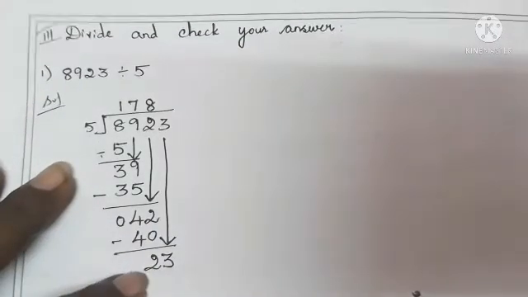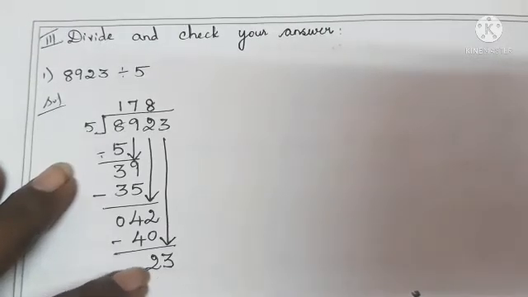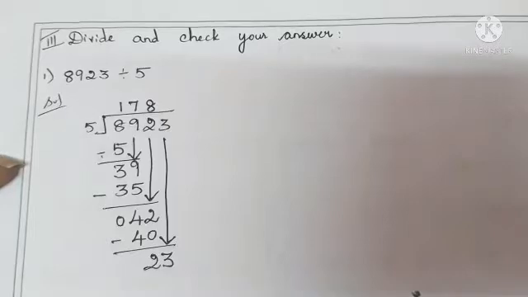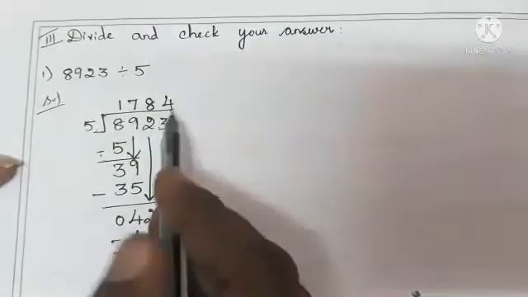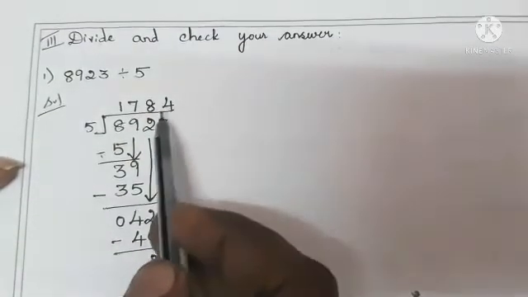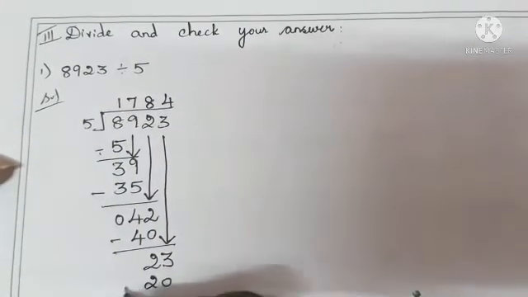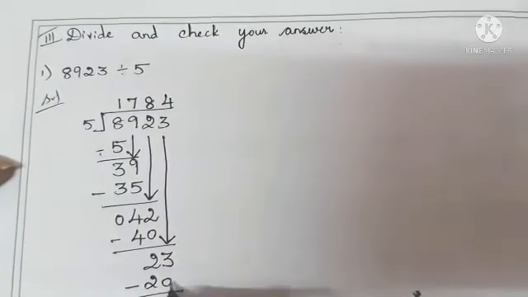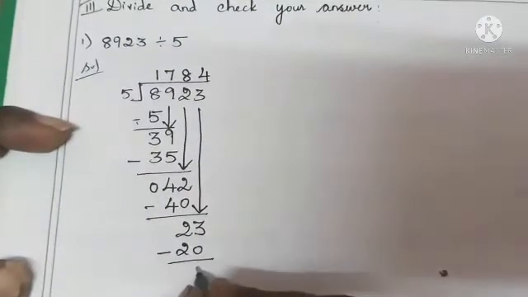Now we have 2 as a remainder and in the ones place we have 3. So 2 and 3 is 23. Okay. In 23 how many 5s are there? Yes, 4 5s are 20. So we write 4 in the ones place of the quotient. Now we have to subtract 23 minus 20. So 23 minus 20 is what? 3. Okay, 23 minus 20 is 3.